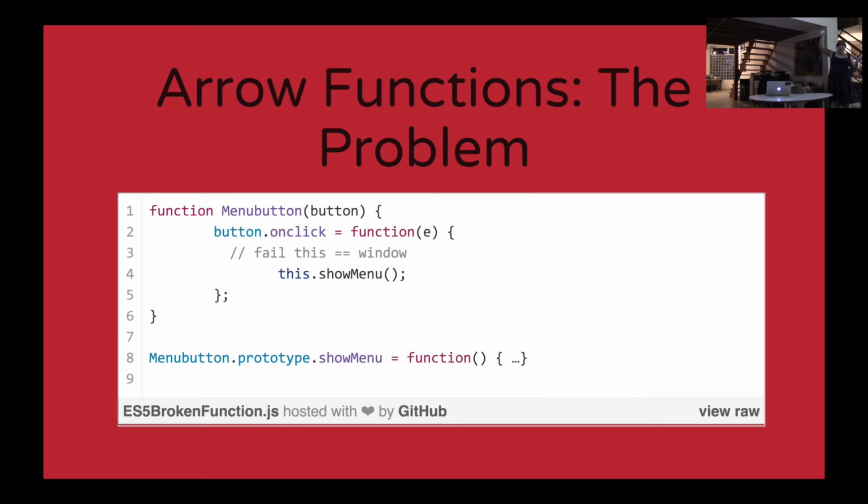When any JavaScript event gets called, this refers to the window. Or, I can't remember if it's the window or not, but in any case, it's not your object. So this is not going to work. It's not going to be able to call showMenu, the function on the constructor function's prototype.